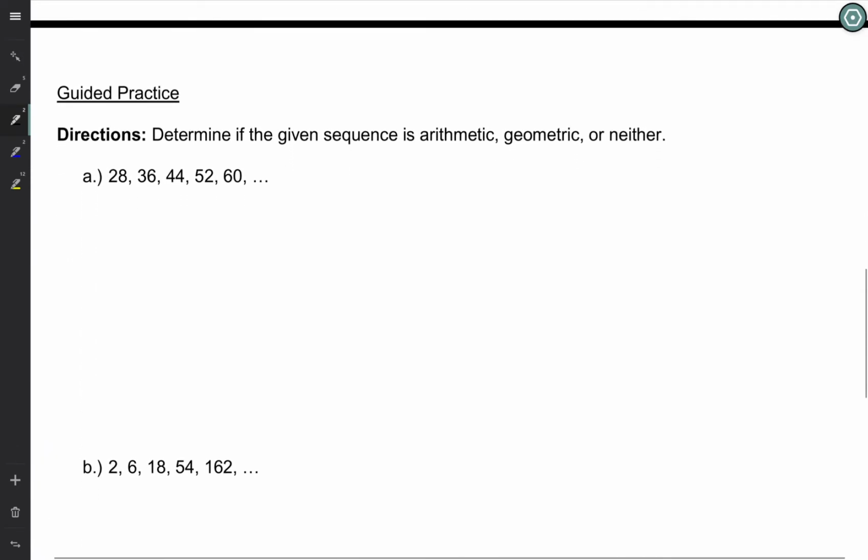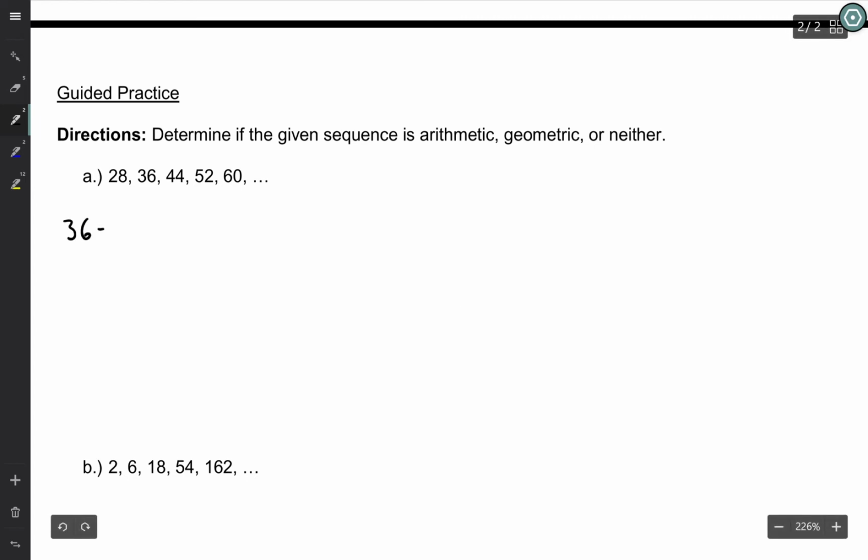So guided practice. In A, it says determine if the sequence is arithmetic, geometric, or neither. Okay, so it gives me 28, 36, 44, 52, 60. Well, let's look at this and think. Is there a common difference between these numbers? Well, let's try it. Let's do 36 minus 28. You get 8.